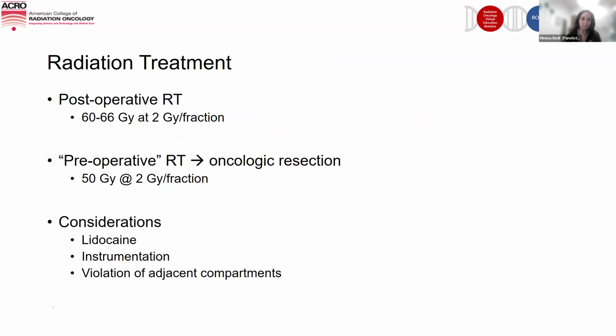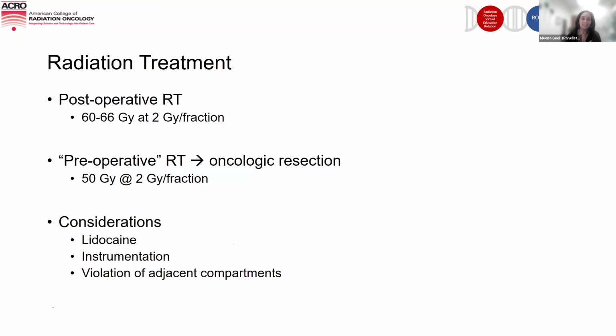If you could go to the next slide. So just like Dr. Blitzer had mentioned, how do we manage these? We talked about preoperative radiation in the last block. You certainly could entertain preoperative radiation followed by re-resection. You would just do your standard 50 gray, 2 gray per fraction. Postoperative radiation is 60 to 66. If there's positive margins, you try to get close to 66, particularly if it's diffuse positive margins.